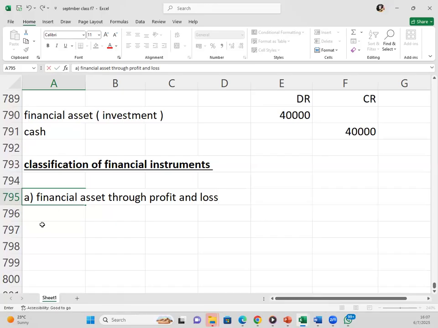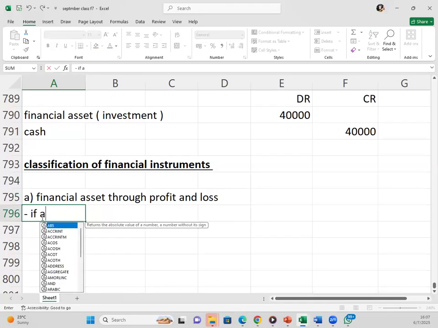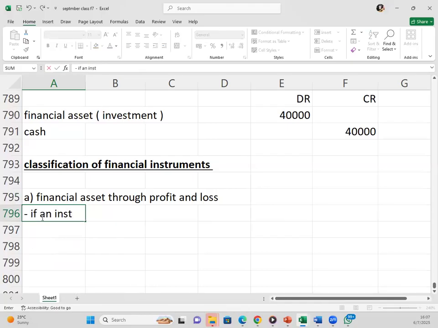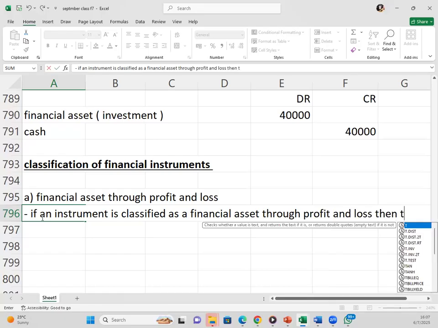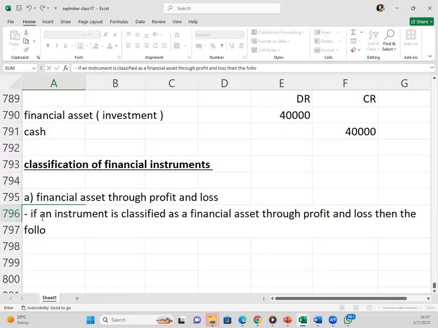So if an instrument is classified as a financial asset, profit and loss, then the following must be taken into account.